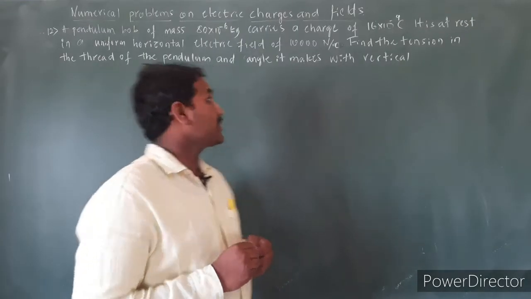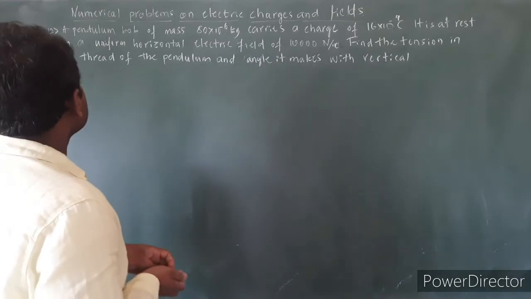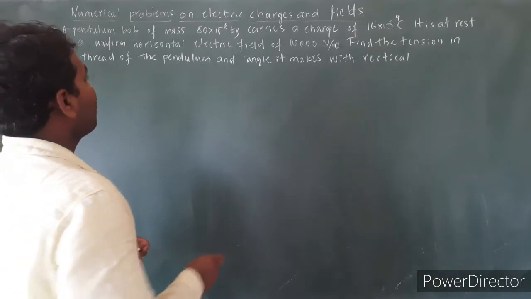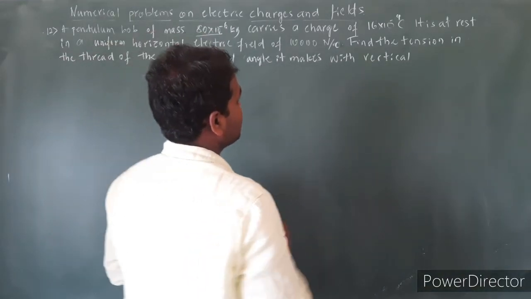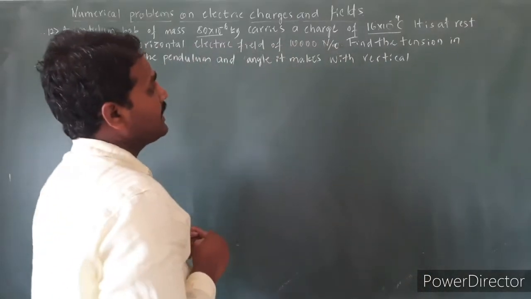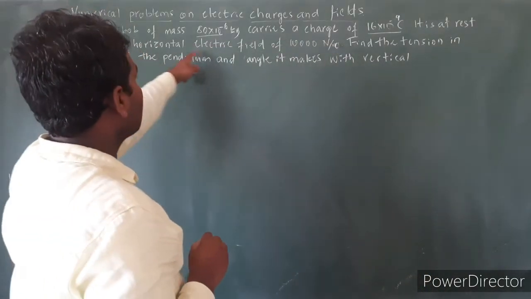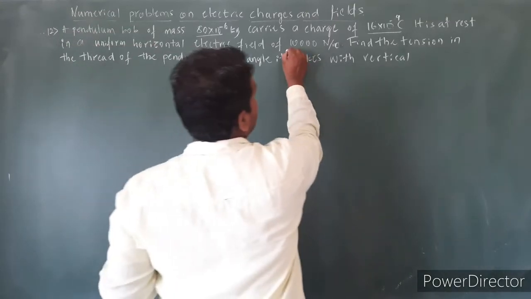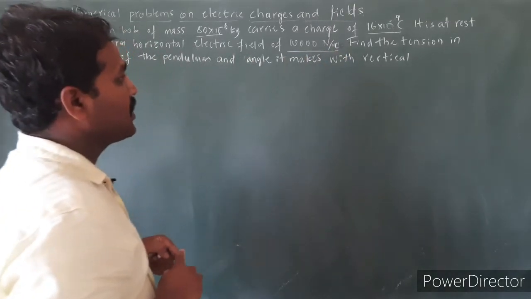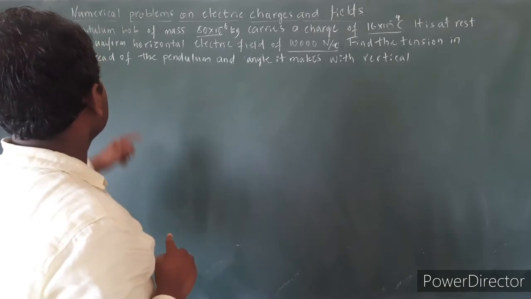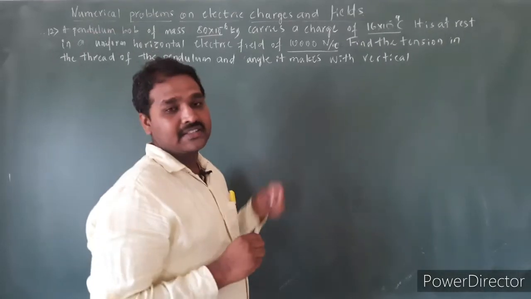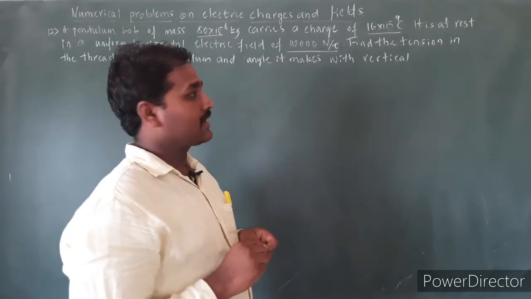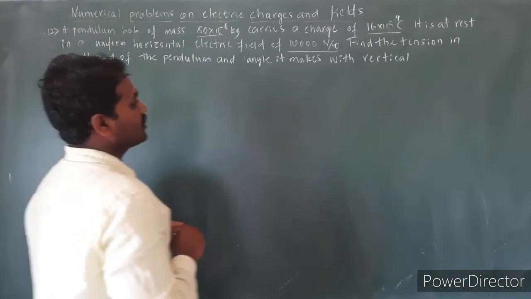Let us look at question number 12. It is given that a pendulum bob of mass 80 into 10 to the power of minus 6 kg carries a charge of 16 into 10 to the power of minus 9 coulomb. It is at rest in a horizontal electric field of 10,000 newton per coulomb. We have to find the tension in the thread of the pendulum and the angle made by the thread of the pendulum with the vertical. Okay, so first we shall draw the figure here.